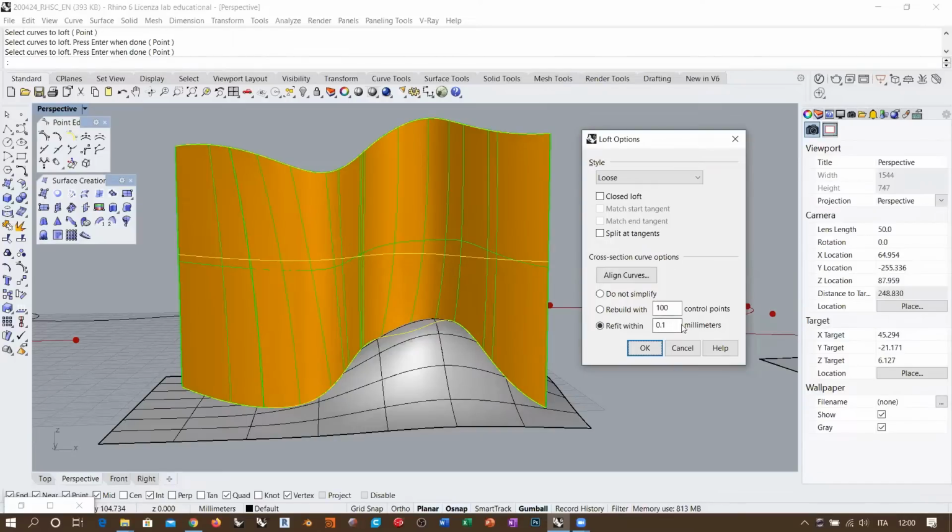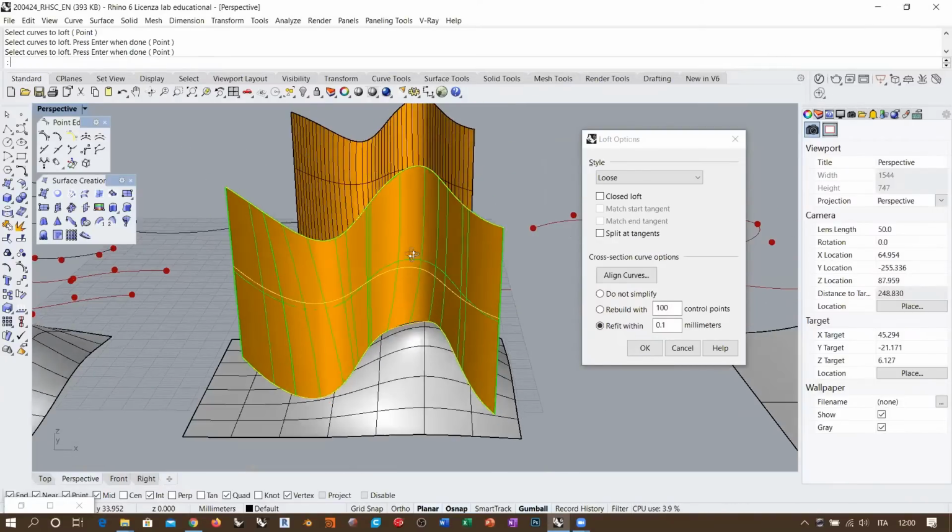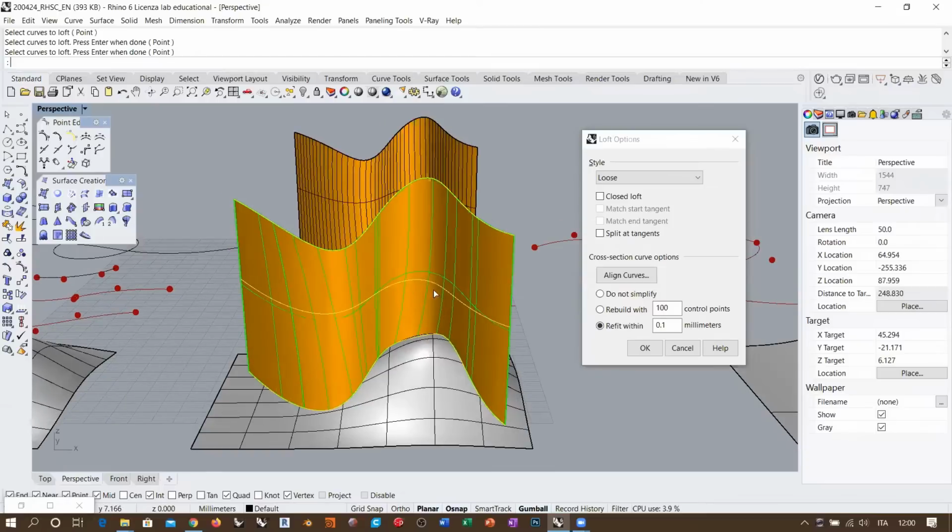And moreover, what you get is a total separation of the actual cross section from the original cross section. So you are almost surely working out of the limit of the absolute tolerance. Okay, so refitting the curves inside the loft is not recommendable in general, especially if you want to maintain some kind of geometric and topological control.